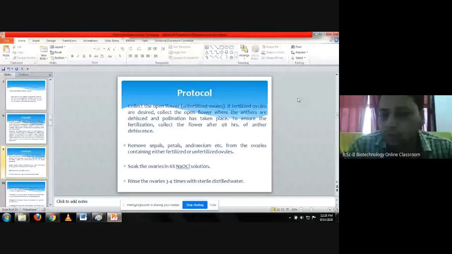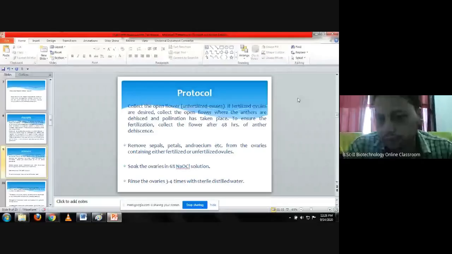How will you know whether pollination has taken place or not? The flower is open and the stigma tries to dry. Here, the pollination has been completed. But if you want unpollinated ovules, then you have to take the flower bud. To ensure fertilization, collect the flower 48 hours after anther dehiscence. The anther becomes dry. Then isolate it after 48 hours of anther dehiscence.